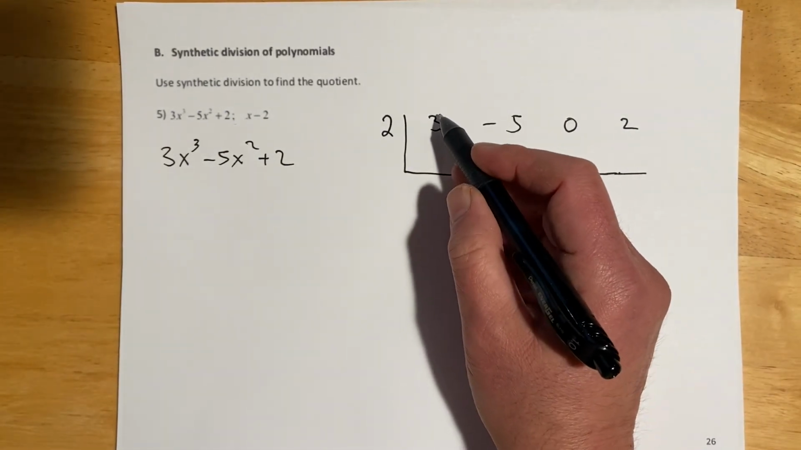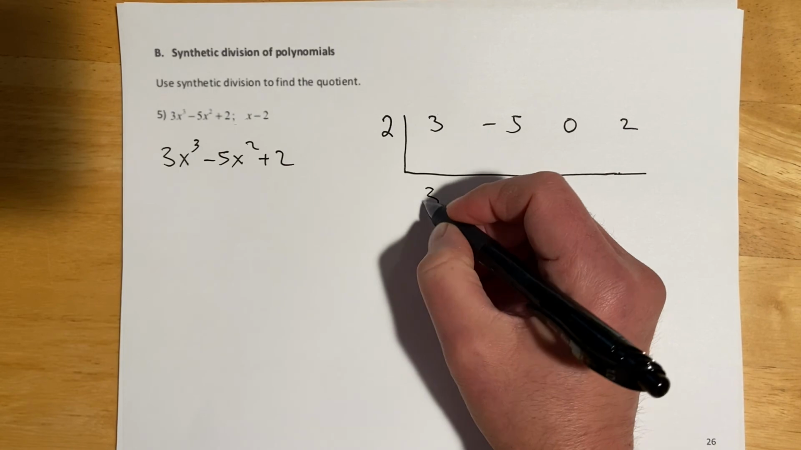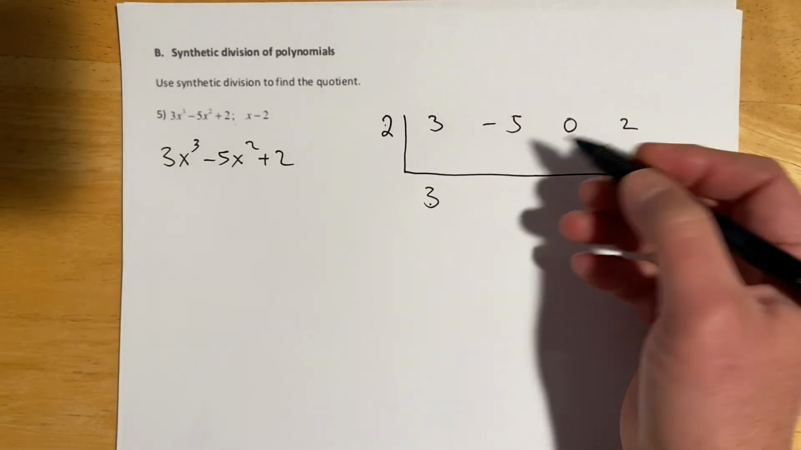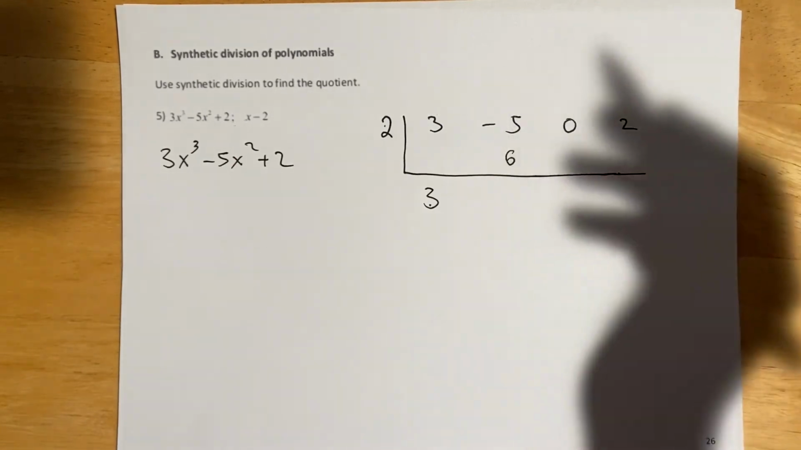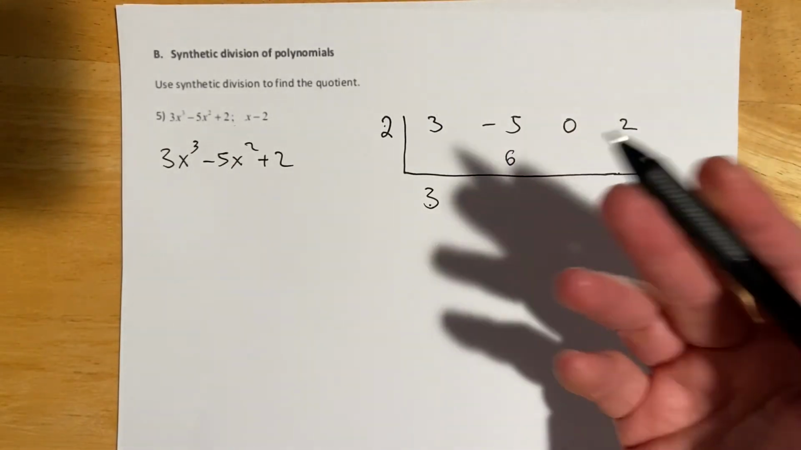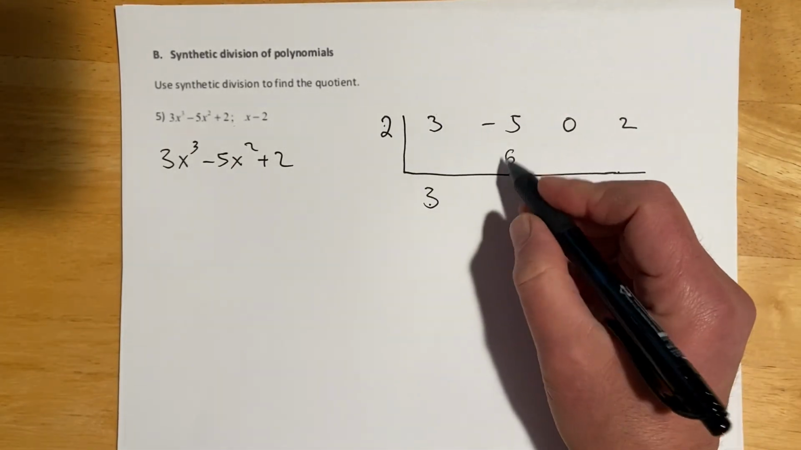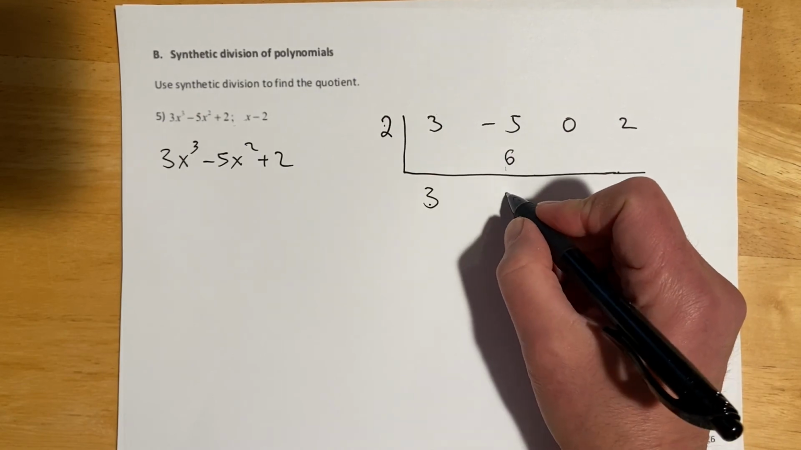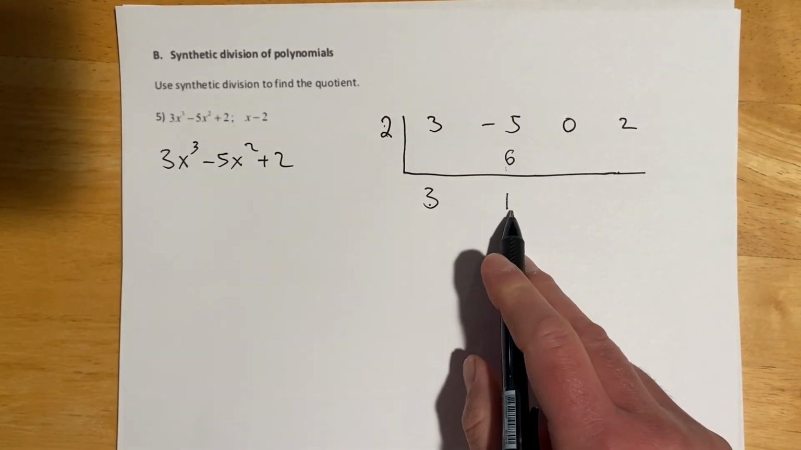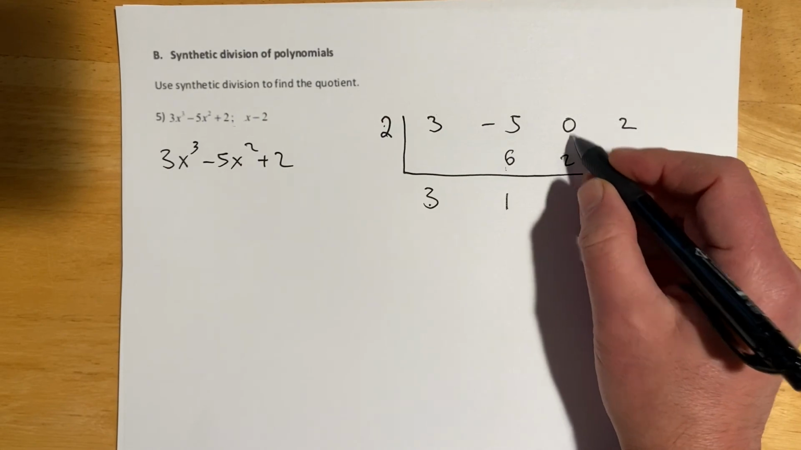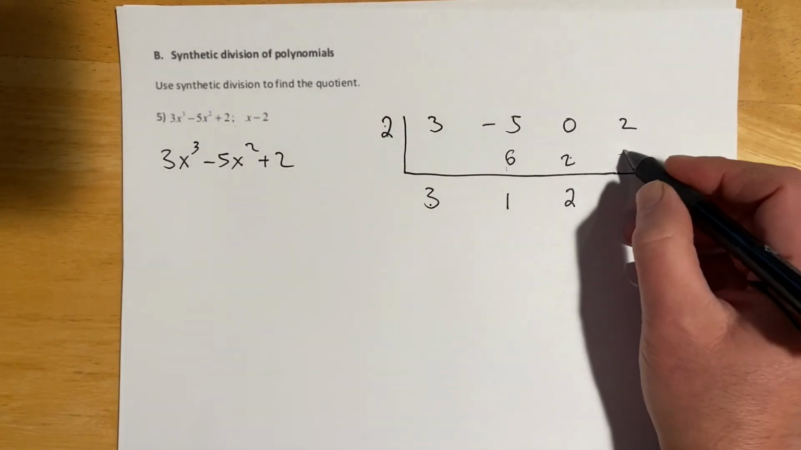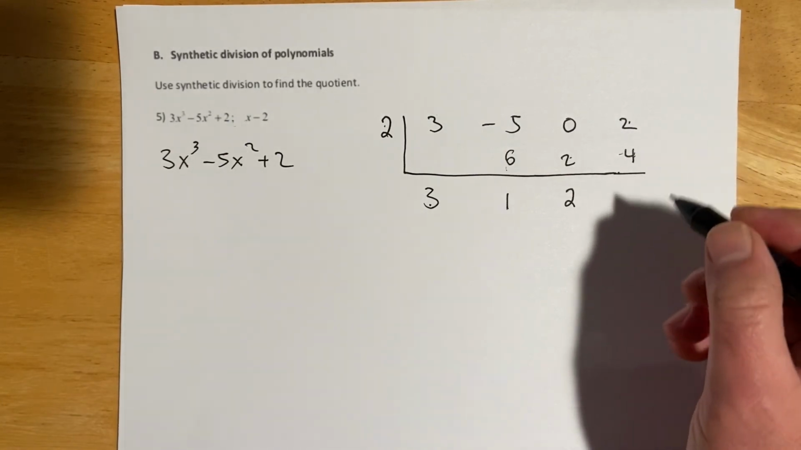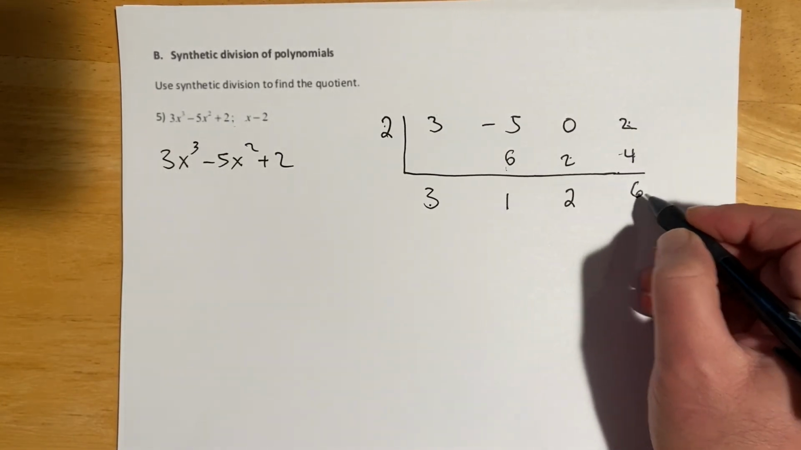So here I'm going to bring down the 3. 2 times 3 makes 6. And then you just do whatever math this says. So negative 5 plus 6, you're adding, but it's just you're combining the signs and however they look. So negative 5 and 6 would make 1. 2 times 1 makes 2. 0 and 2 makes 2. 2 times 2 makes 4. And 2 plus 4 makes 6.